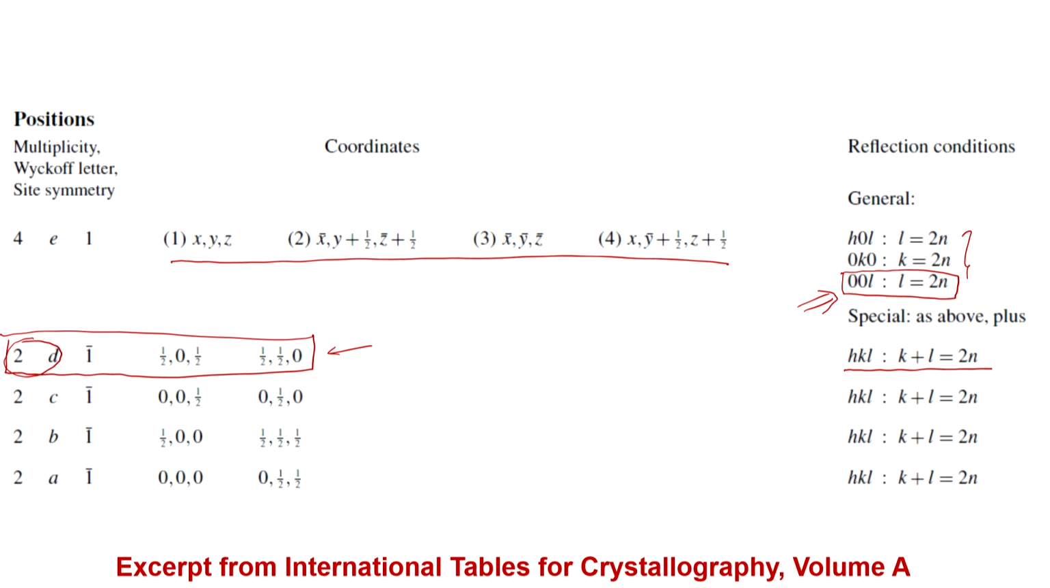So, with this I have completed the discussion on different parts of the international tables, and you will find that there are a lot of space groups where there are a very large number of conditions and there are space groups that have very few conditions. So, with this I conclude the lecture here, and in the next lecture I will start the last part of this course, which is a discussion on physical properties of crystals.